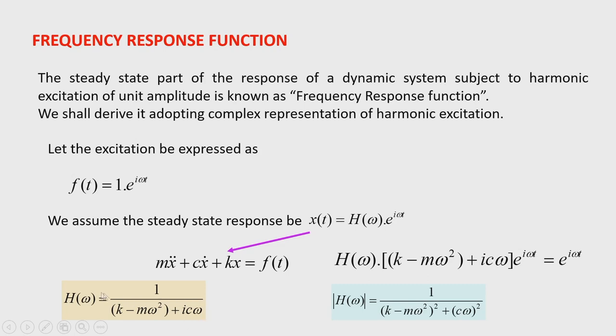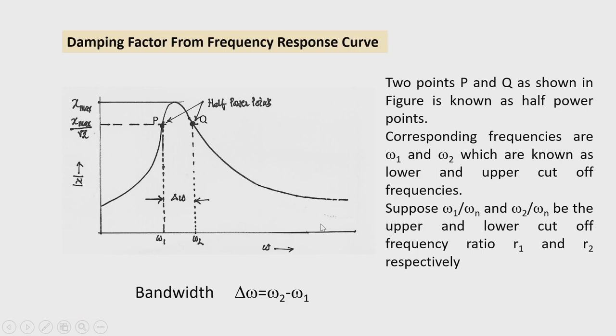So, the modulus of H(omega), that is the amplitude or mod of the frequency response function, is 1 upon root over (k minus m omega square) whole square plus (c omega) square. Now, we have seen the frequency response function, or the curve, showing how the magnification factor varies with the frequency ratio. So, from that curve it is also possible to determine the damping.